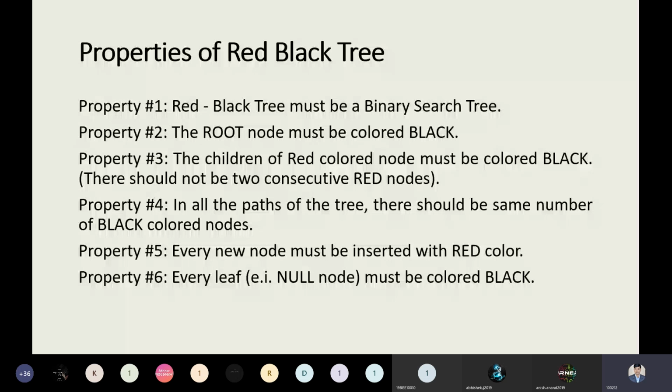And next we have property number 5, that is, every new node must be inserted with the red color. So if you're trying to add a new node, it should be colored red only. We can't take this as a black node. And every leaf node, that is a null node. Leaf node or null node means the last node, which is represented by the null node, and that must be colored black. I will show these properties through an example, so you will see it clearly.